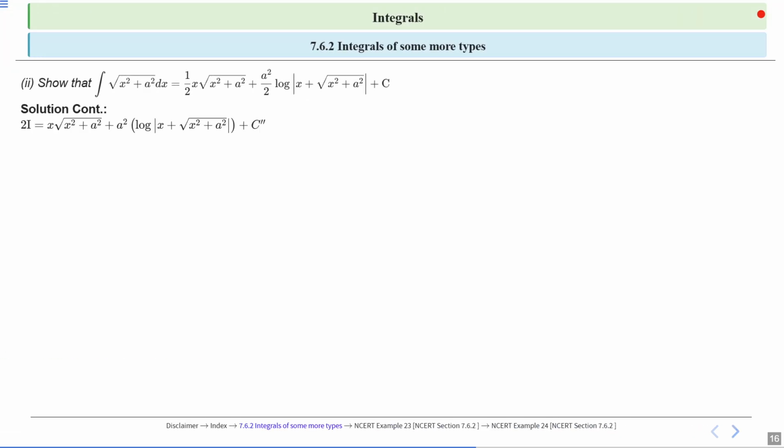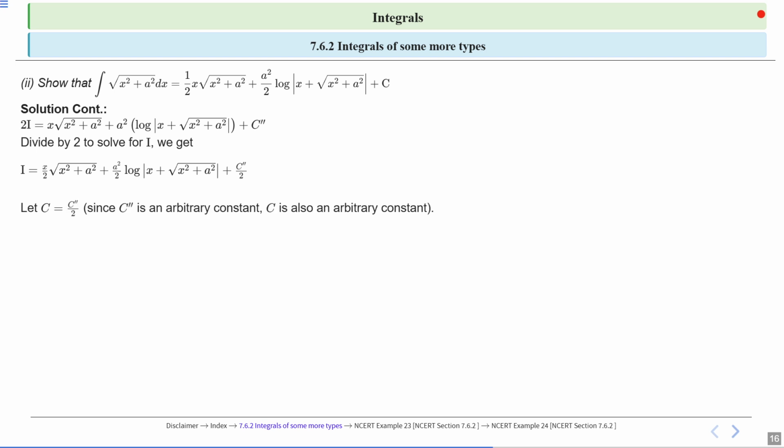2I is equal to x into root under x square plus a square into log mod x plus root under x square plus a square plus constant of integration. Divide by 2 to solve for I. We get I is equal to x by 2 root under x square plus a square by 2 log mod x plus root under x square plus a square plus c double dash by 2. So consider it as a new arbitrary constant, that is a capital C.